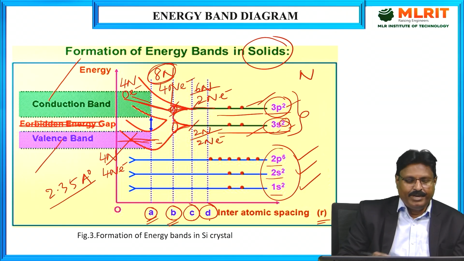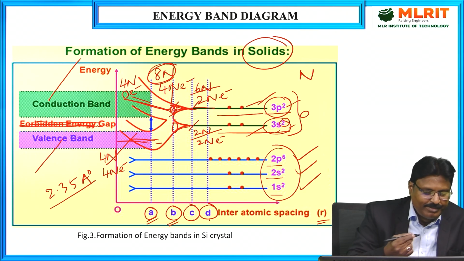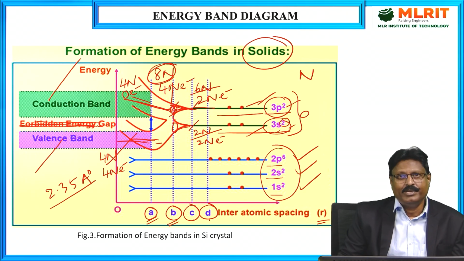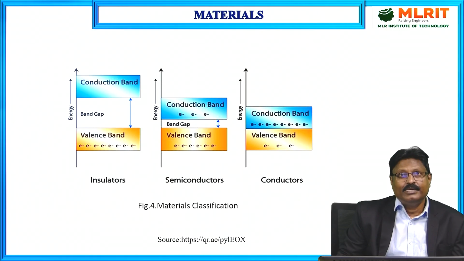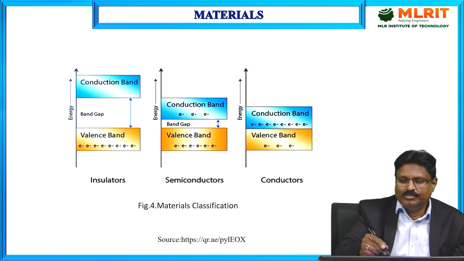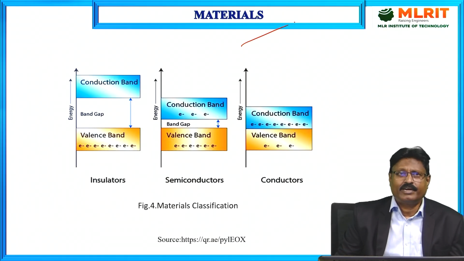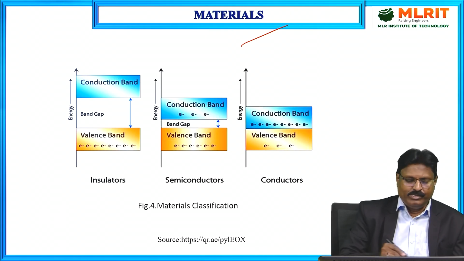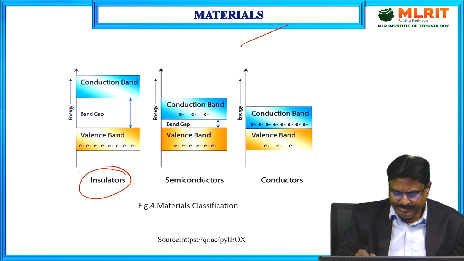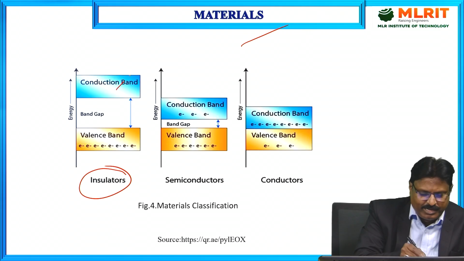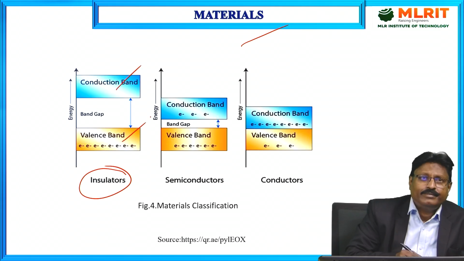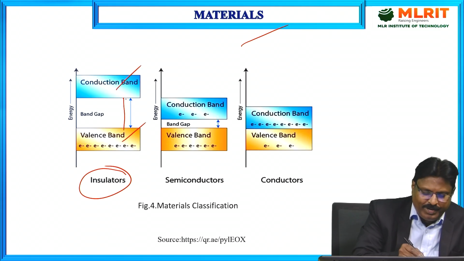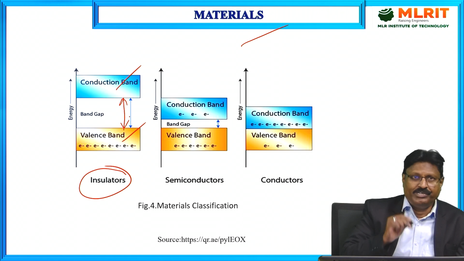Depending upon the size of this energy gap, the classification of material happens. Let us see the next slide. So this is about materials, how the materials are classified based on the energy band diagram. First, let us talk about the insulators. As you can see here, this is a conduction band and this is a valence band, and here the forbidden energy gap is very large.